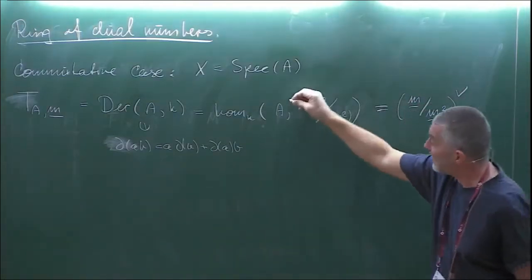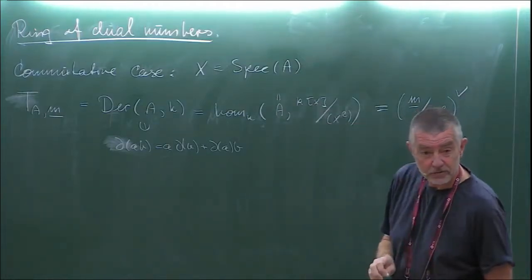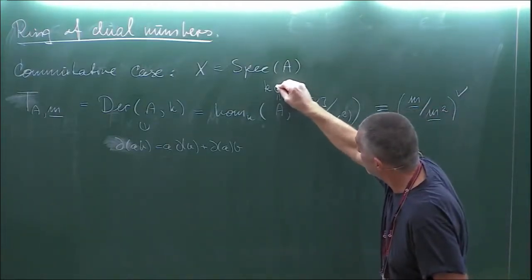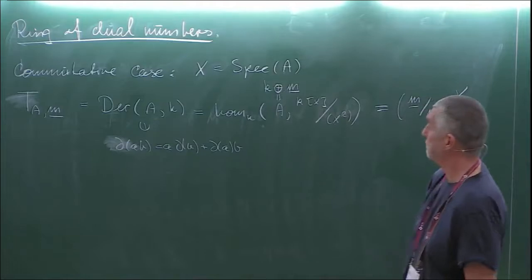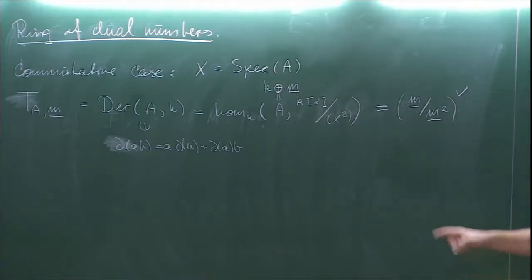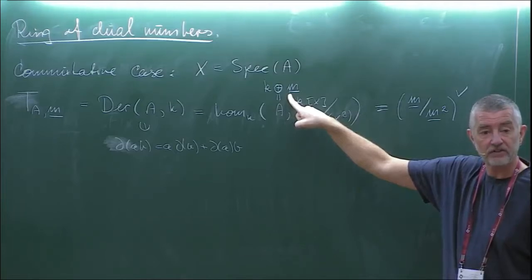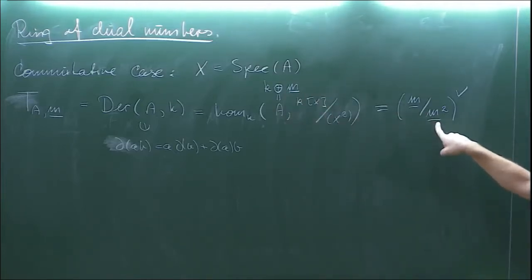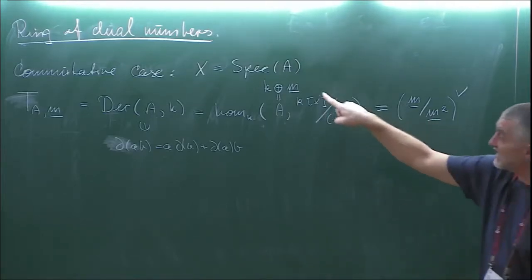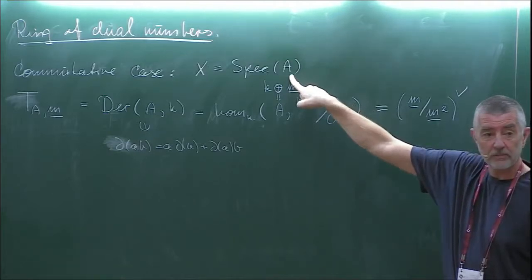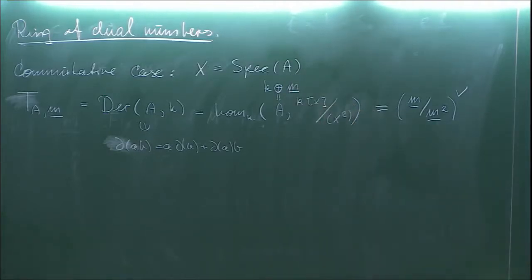Because A, if you look at it as a vector space, is k plus m. So the derivations, the k-homomorphisms, are determined by their value on m. So this is in fact equal to the dual space. That's why we define the tangent space at a maximal ideal as the dual of m over m squared.